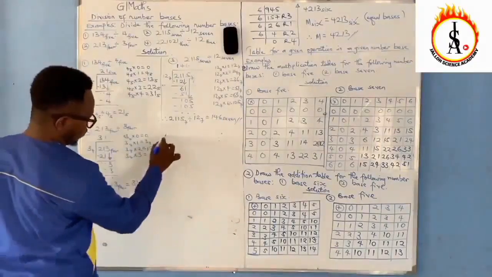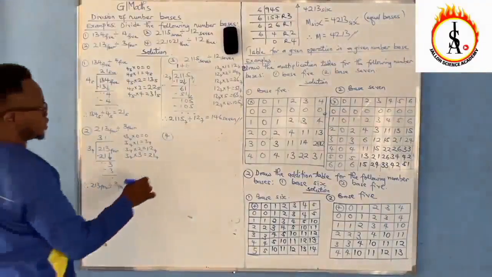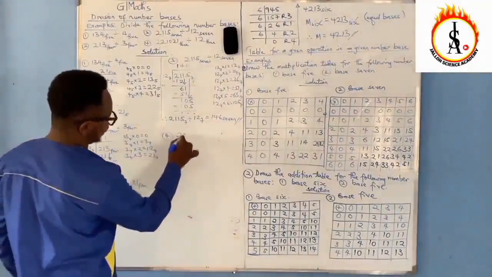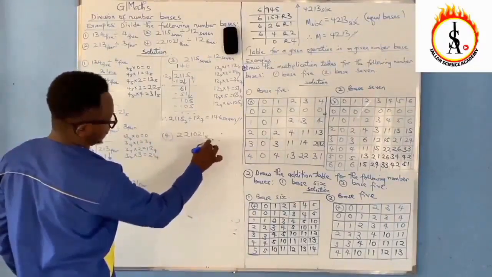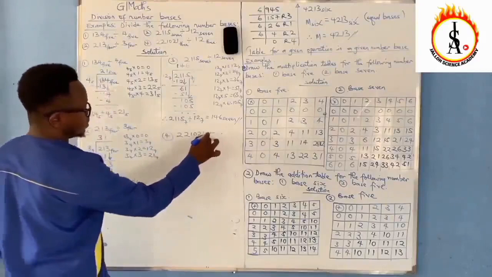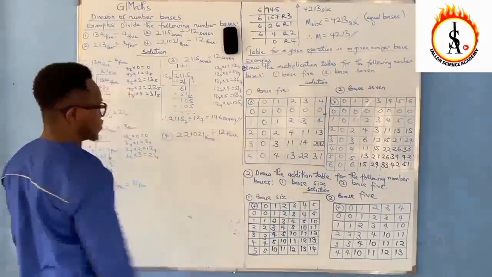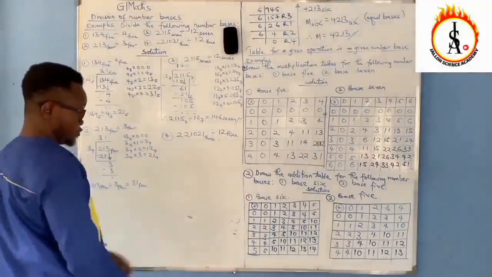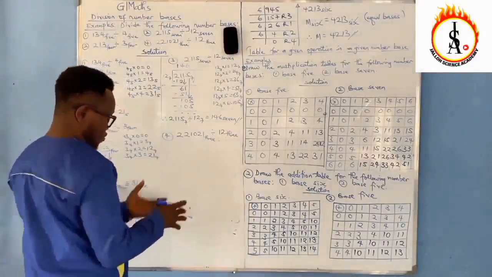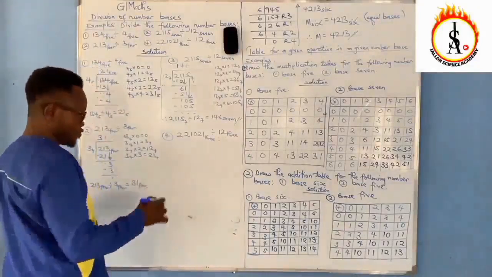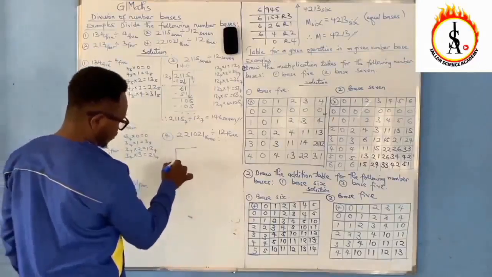And now the fourth example, fourth and final example. The fourth example is 21021 in base 3 divided by 1, 2 in base 3. So here, what we do, numbers in base 3, we know 0, 1, and 2. So very simple. So we get a division table here.